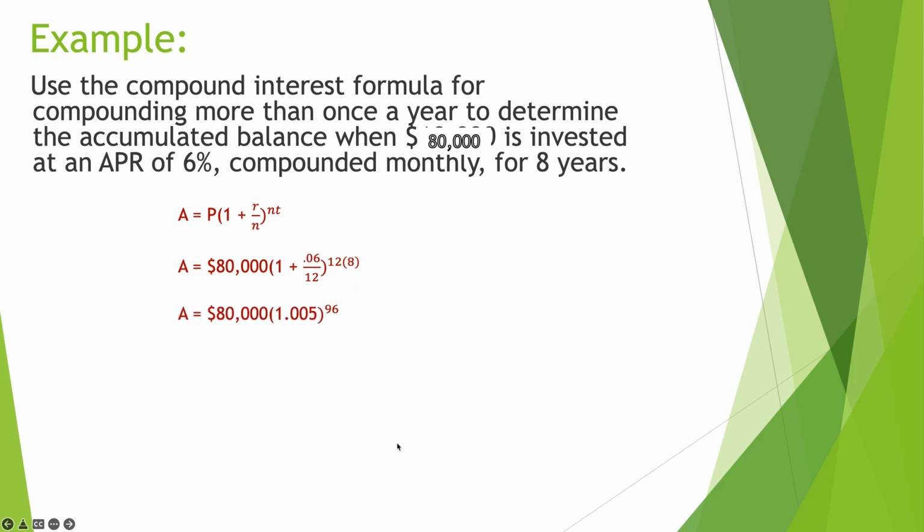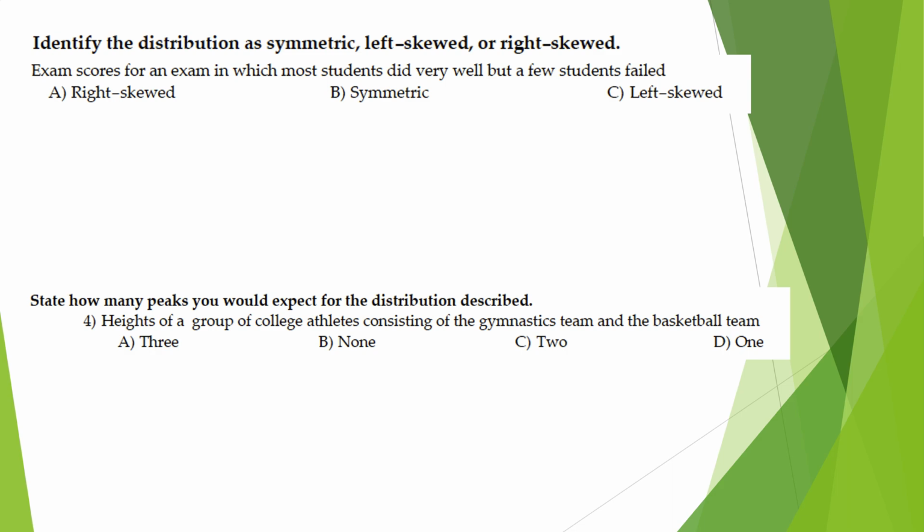So that's 80,000 times 1.005 to the 96th power because 12 times 8 is 96. And that's $129,131.42. All right, so now let's review a little bit. Symmetric, skewing, and what kind of modal situation we have.